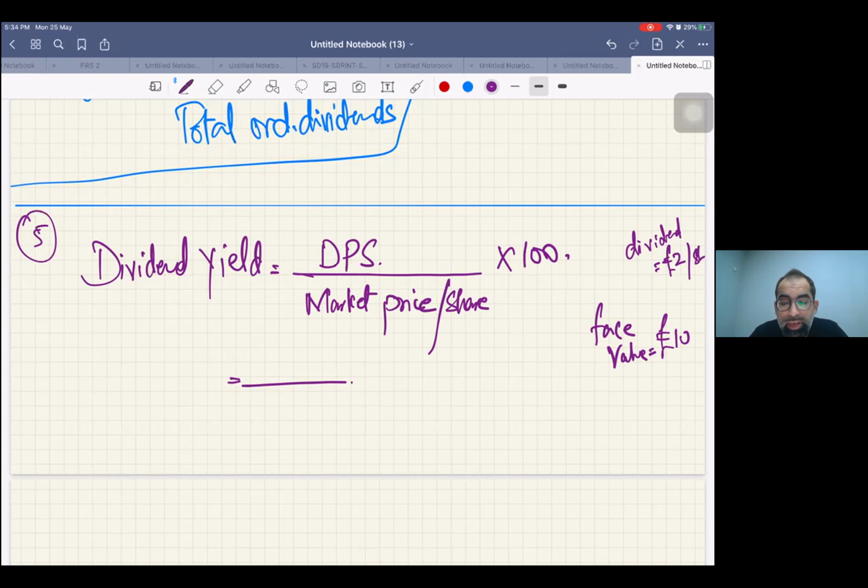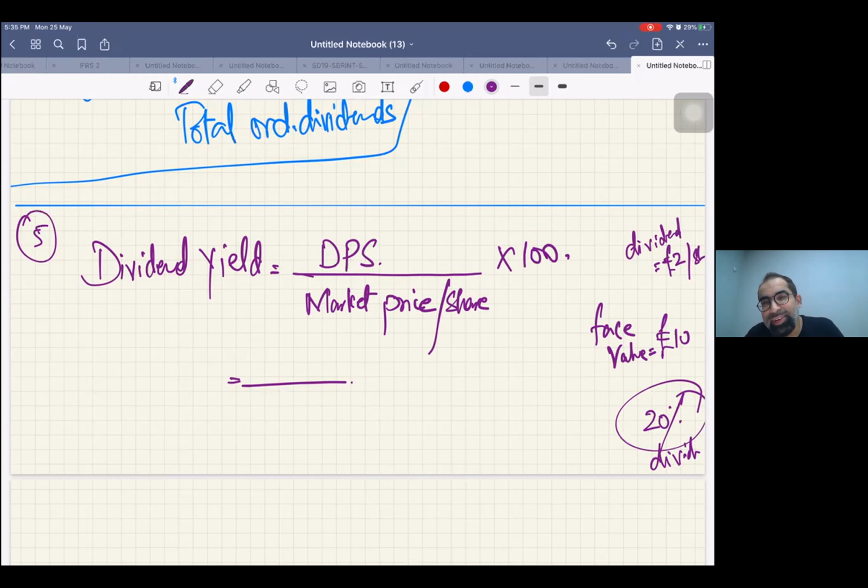So the dividend is $2 and the face value is $10. They will announce on the media that we are giving 20% dividends. As a shareholder, you will think 20% is a very good number. But you know why 20% looks attractive? Because they are doing this calculation with face value as the base.